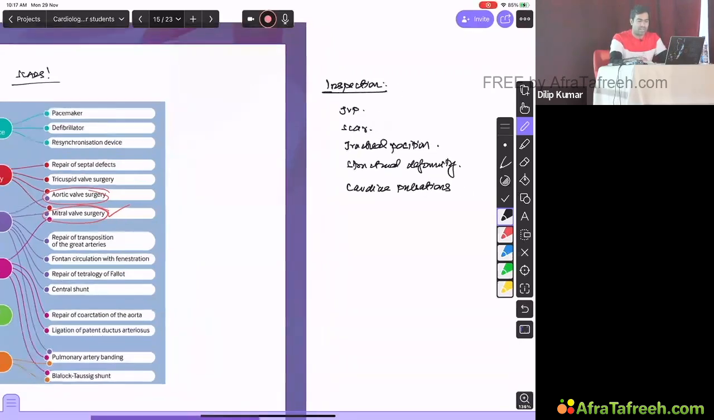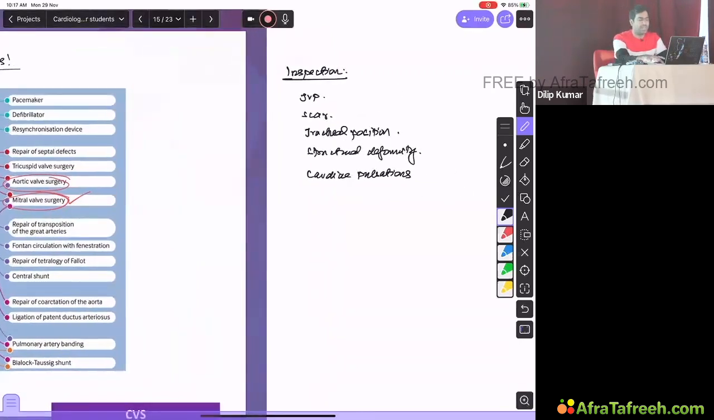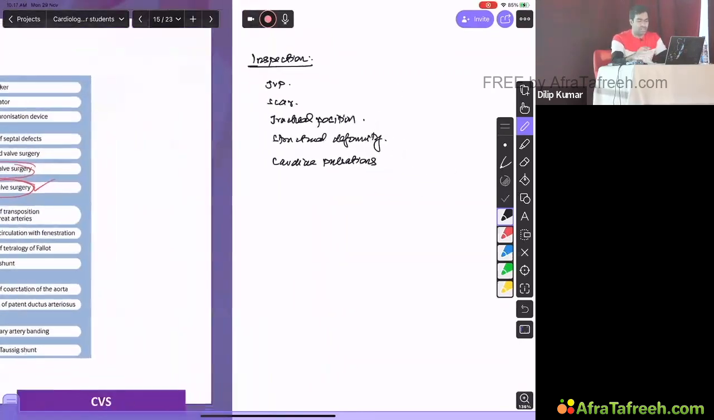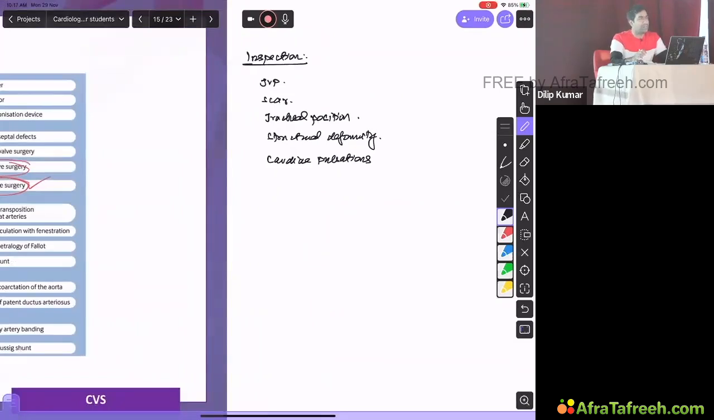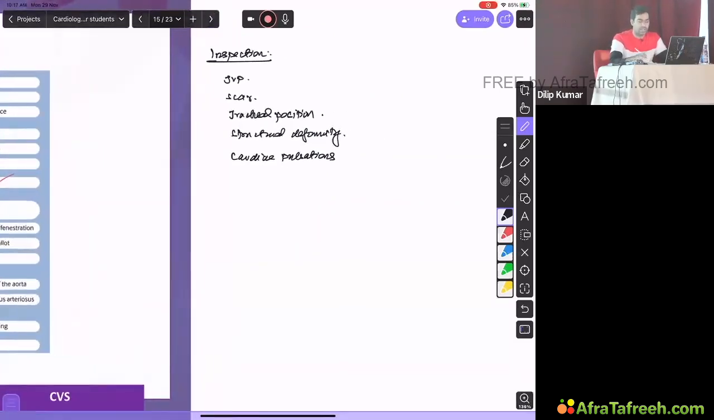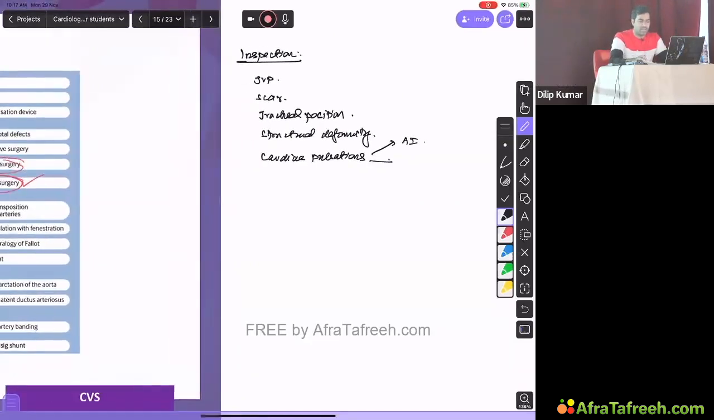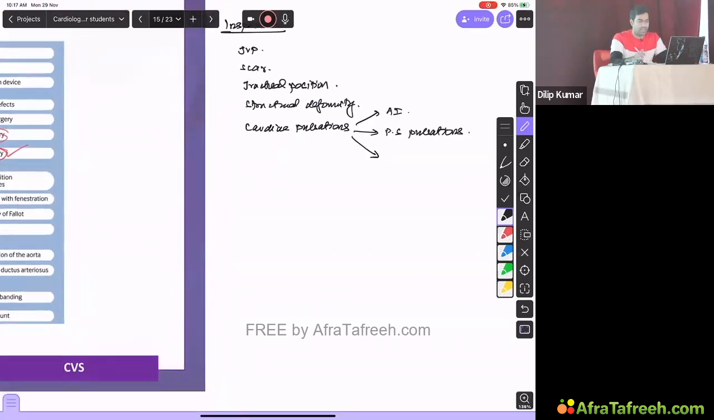There is a wide group of pulsations called cardiac pulsations. Cardiac pulsations can be anything. It could be the apical impulse. It could be parasternal pulsations. Parasternal pulsations we commonly call parasternal heaving, but it could be visible also. We also have something called mid-precordial pulsations.